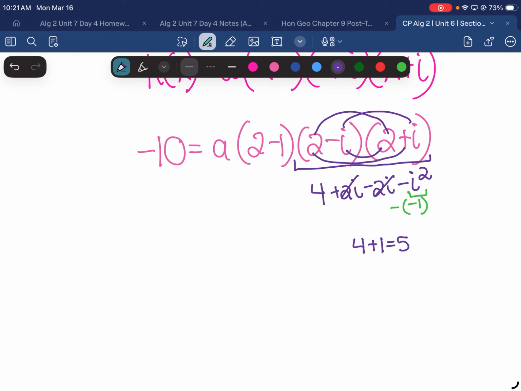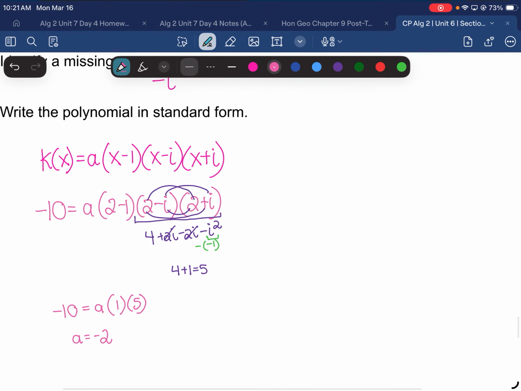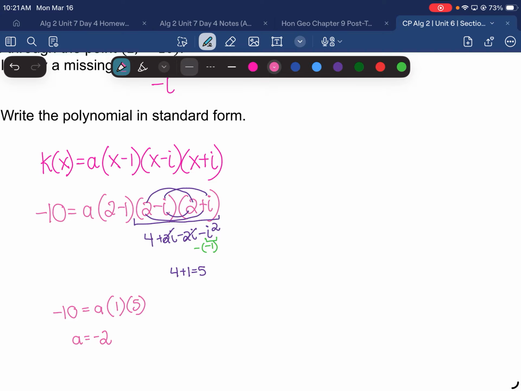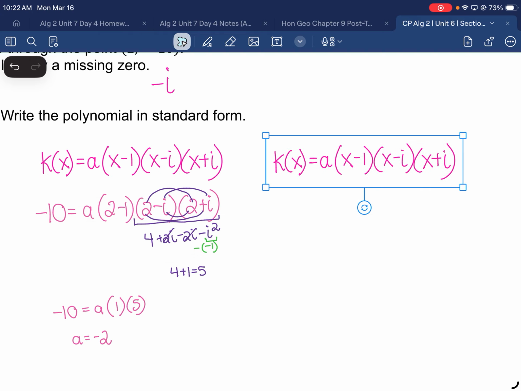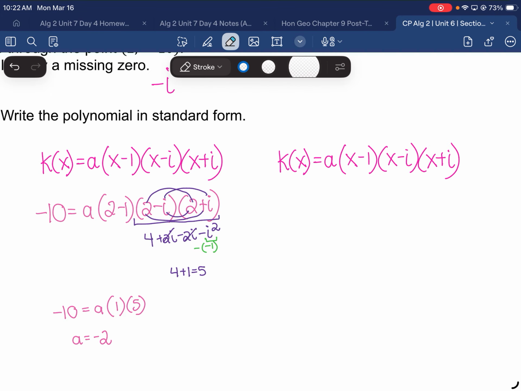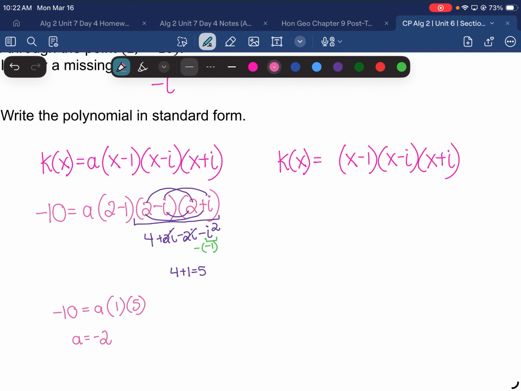So what do we have here? Back to it. Negative 10 equals a, 2 minus 1 is 1, times 5. 5 times 1 is 5. Is your a value going to be negative 2? Yeah. Now take the function that you started with, but now you know a.